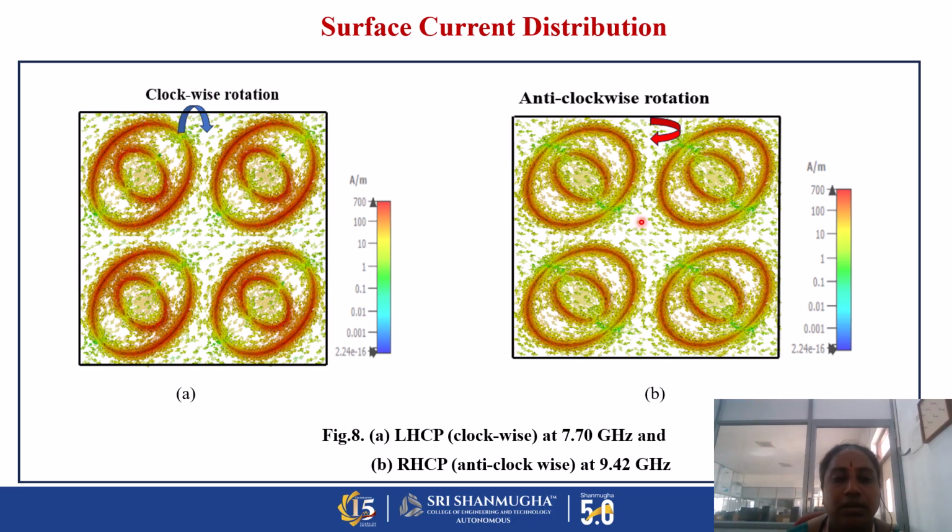That is, here we converted LP to CP, and this is the conversion process in the one band. In the clockwise direction we attain LHCP in the C band, and RHCP we attain in the anti-clockwise direction, in the X band. So from the surface current distribution, we confirmed the polarization conversion of the proposed elliptical FSS.